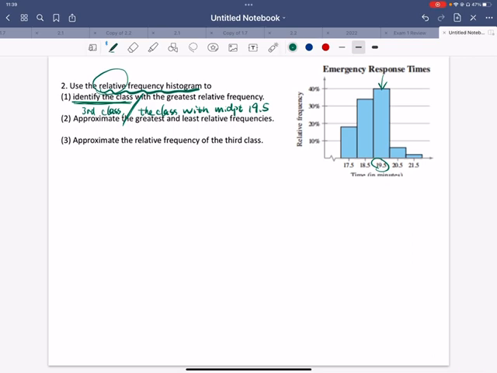Now, next one, approximate the greatest and least relative frequency. So the greatest one will be 40%. We can tell the least one is somewhere here. I'll say 2% or 3%, depending on how you estimate it. Okay, part 3, approximate the relative frequency of the third class. That's silly. We should ask about the second class or something else. That's 40%, right?